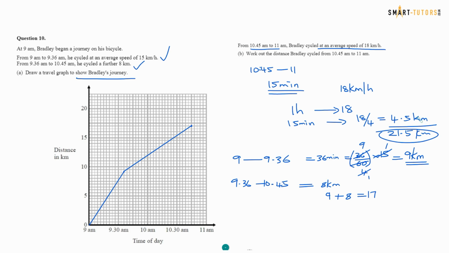So you want to read the question carefully. Work out the distance Bradley cycled from 10:45 to 11. So 10:45 to 11 is 4.5 kilometers. You can use another formula here. You know the equation: speed equals distance over time. The speed is given, the time is given, and the distance is the question. So distance is speed, which is 18, times the time. Time is 15 minutes, 15 divided by 60, because you always need to make it hours. Then that answer is 4.5 kilometers. That is the answer for question number 10.